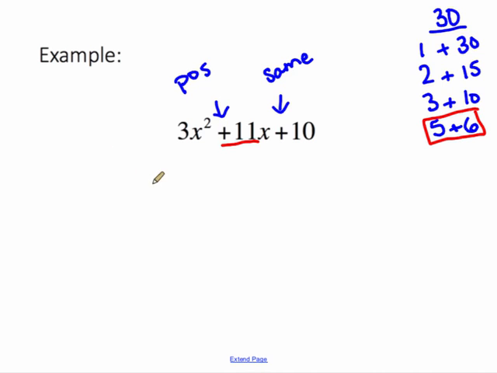Now we can start breaking apart our trinomial. We're going to rewrite the first term, 3x squared. Instead of writing plus 11x, we're going to use our two factors, and we're going to say plus 5x plus 6x. And then we're going to bring down that plus 10. So we broke apart that 11x into 5x plus 6x.